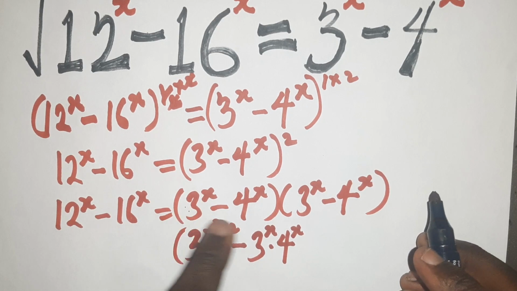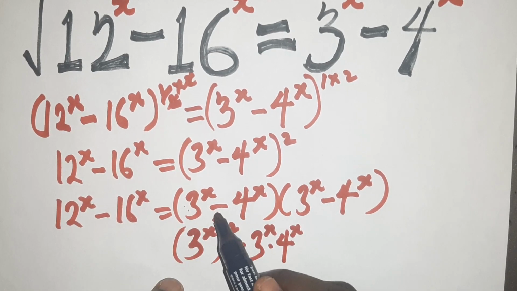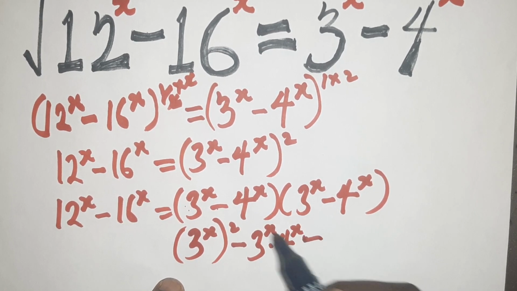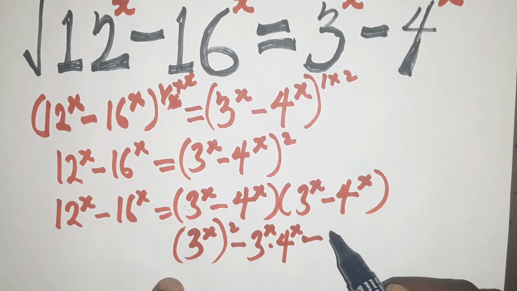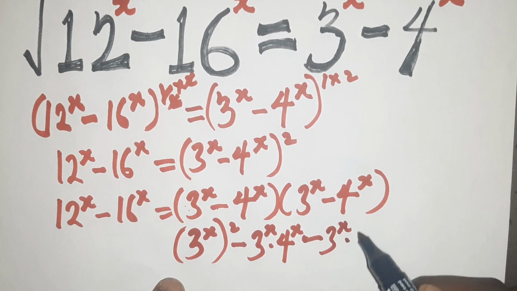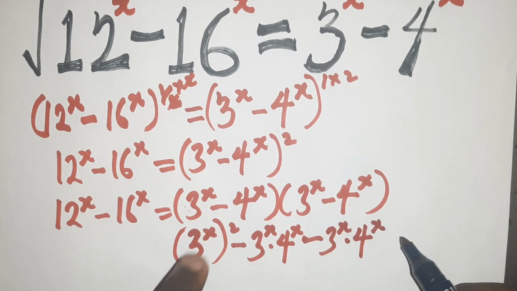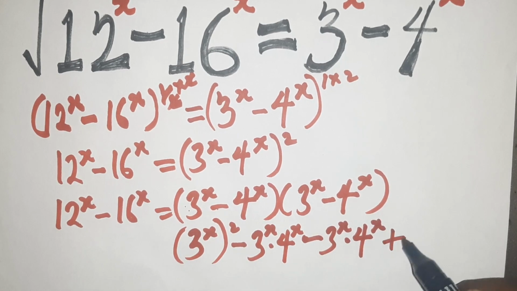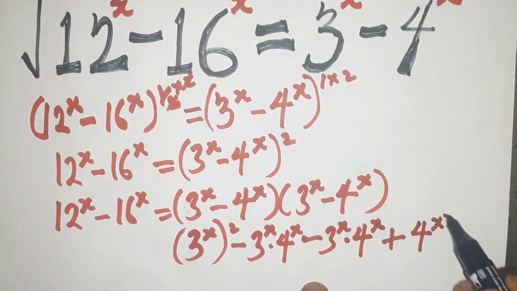So I'm done with that one. I'm now on this 4 raised to power x. So minus times plus gives me minus again. 4 raised to power x times 3 raised to power x gives me 3 raised to power x dot 4 raised to power x. Then minus times minus is plus. Then 4 raised to power x times 4 raised to power x gives me 4 raised to power x all raised to power 2.